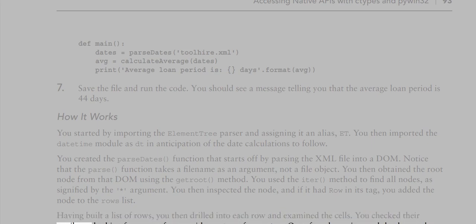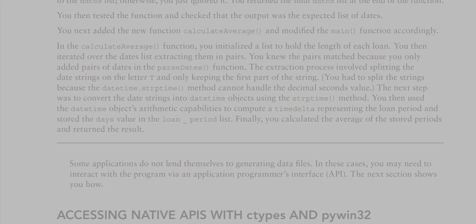You checked their attributes looking for a key of type with a value of datetime. Once found, you inserted the date nodes into the row_dates list. At the end of each row, if the row_dates list contained 2 dates, you added it to the dates list, otherwise, you just ignored it. You returned the final dates list at the end of the function. You then tested the function and checked that the output was the expected list of dates.